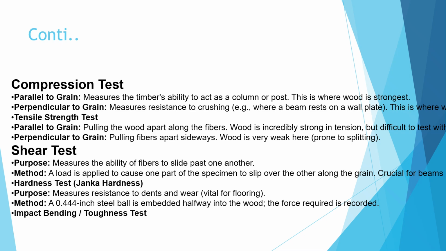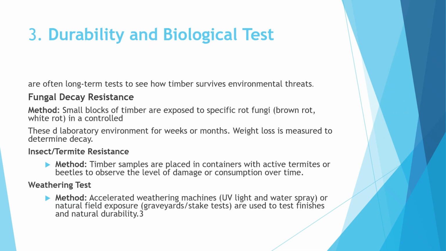Then we need to test the hardness, the Janka hardness. The purpose of the Janka hardness test is to measure the resistance to dents and wear, which is vital for flooring. The method you're going to use is a 0.44-inch steel ball embedded halfway into the wood. The force required is then recorded. Then we also need to check the impact bending or toughness test.